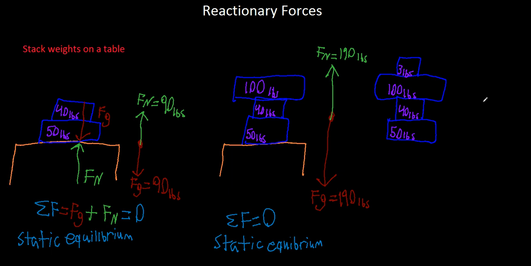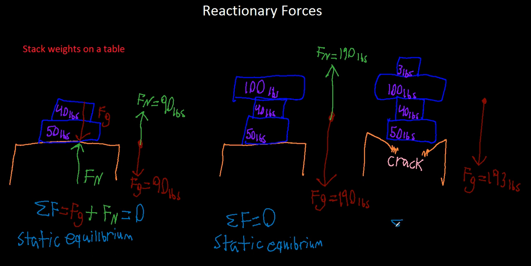So now we have an even bigger force of gravity over here. It adds 3 pounds, so the force of gravity would be 193 pounds. So if this was in static equilibrium, then the normal force would clearly be 193 pounds. But let's say that the structure of the table can't handle that kind of pressure. Well, then there'd be a big crack. It would break.